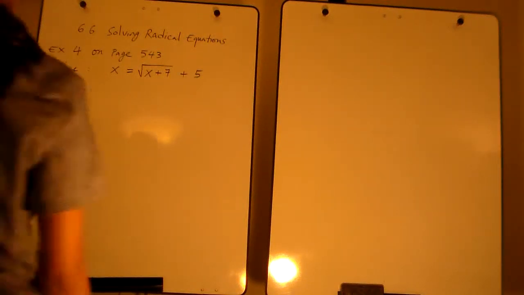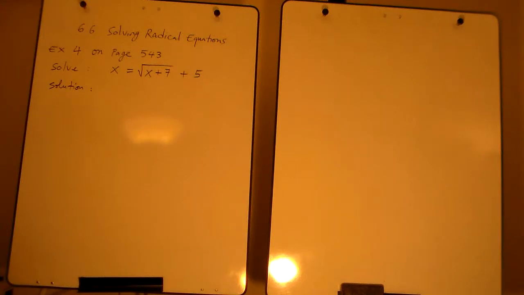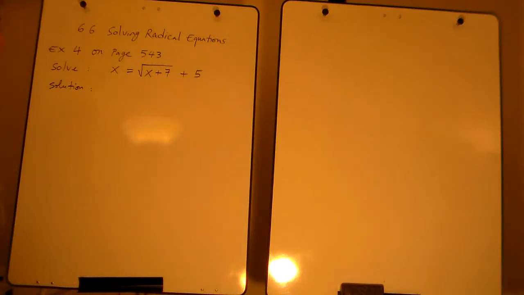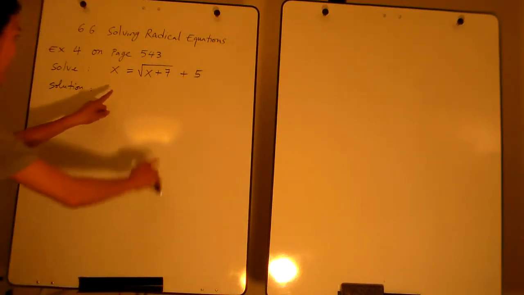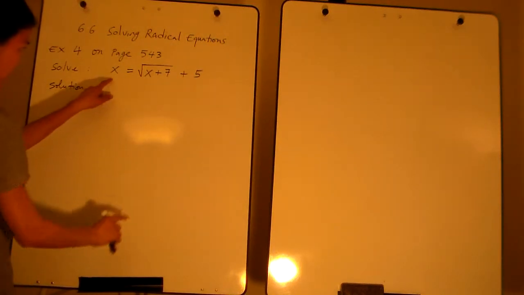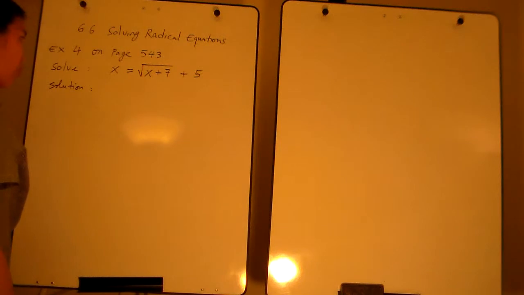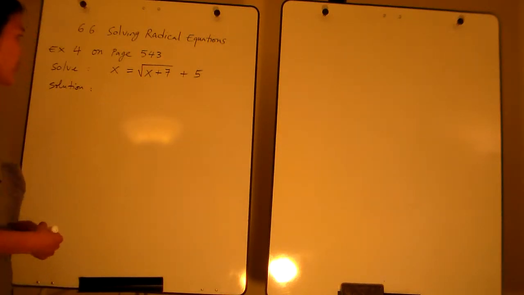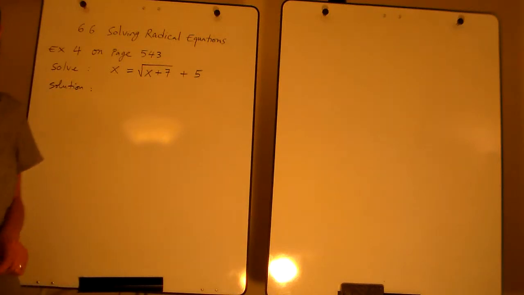Example 4 on page 543: solve the equation x equals the square root of x plus 7, plus 5. To solve this equation means we need to solve for x. Now this x inside the radical, you cannot combine with this x right here. So your goal is to remove this radical using the principle of powers.